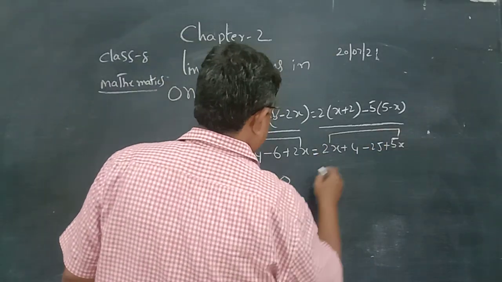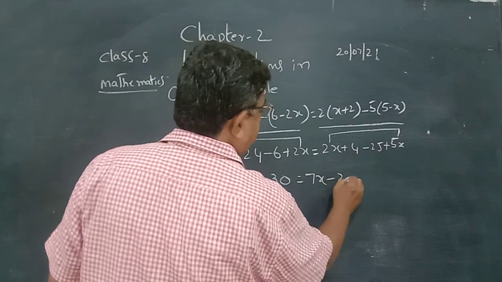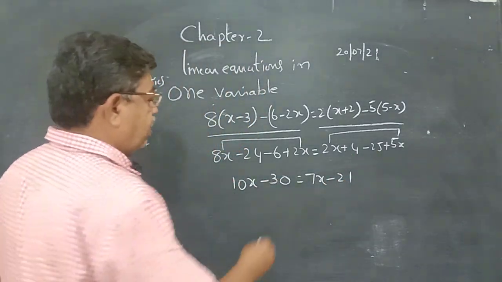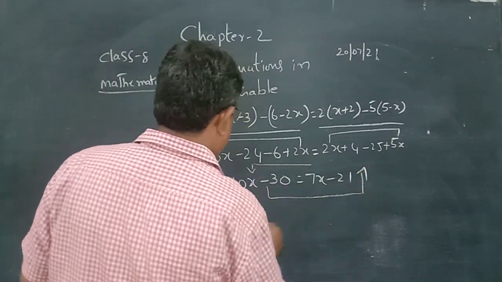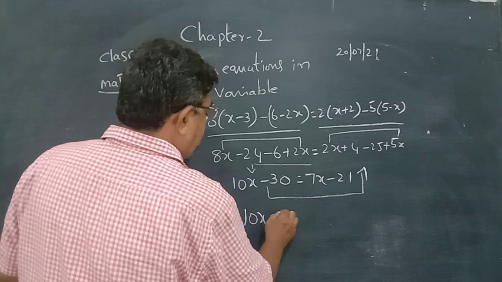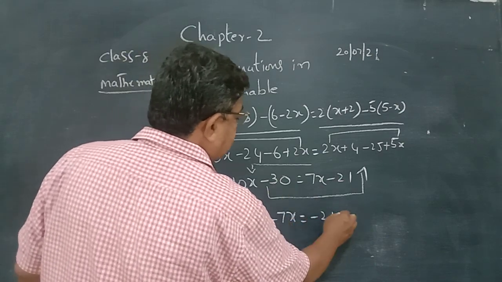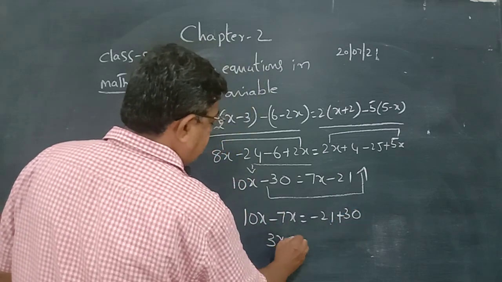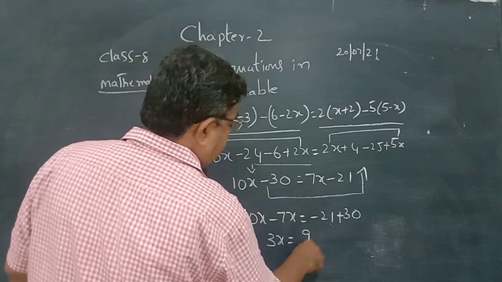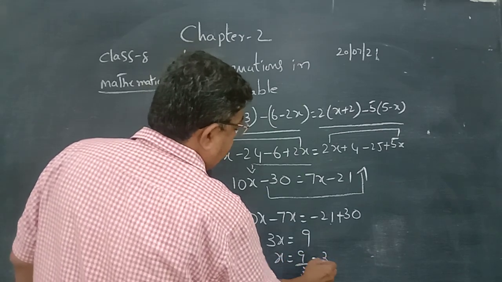2x plus 5x, it is 7x. This is plus 4 and this is minus 25, so it is minus 21. Now take 7x to the first side and take minus 30 to the other side. 10x minus 7x is equal to, you have minus 21 and this minus 30 becomes plus 30. 10x minus 7x equal to 3x. Minus 21 plus 30 equal to 9. x is equal to 9 by 3. It is equal to 3.